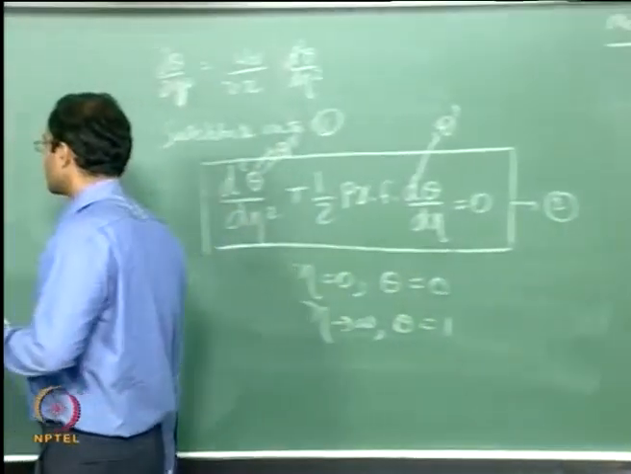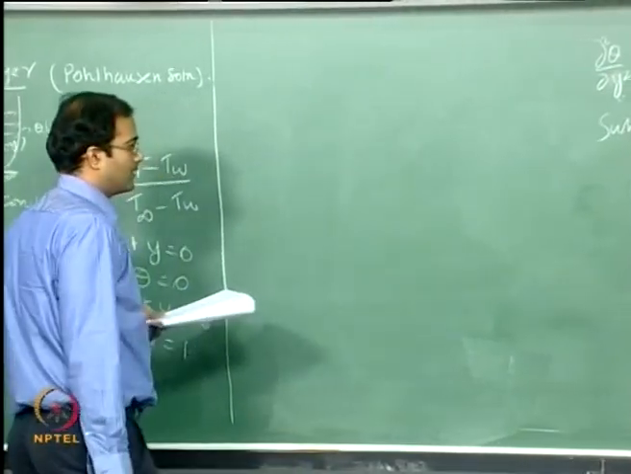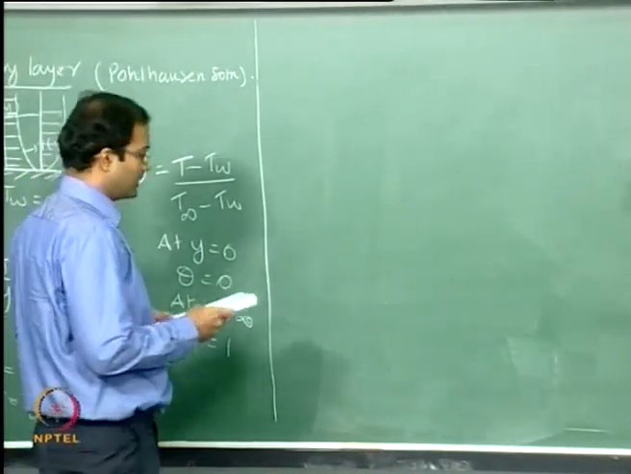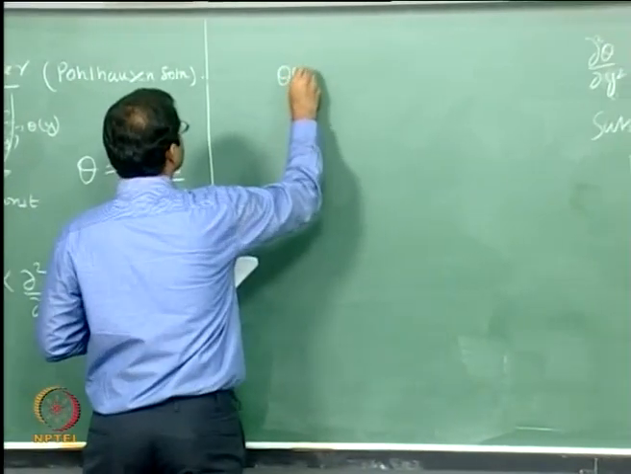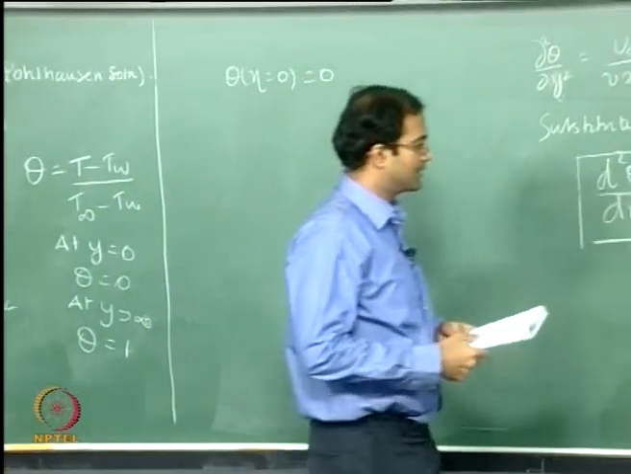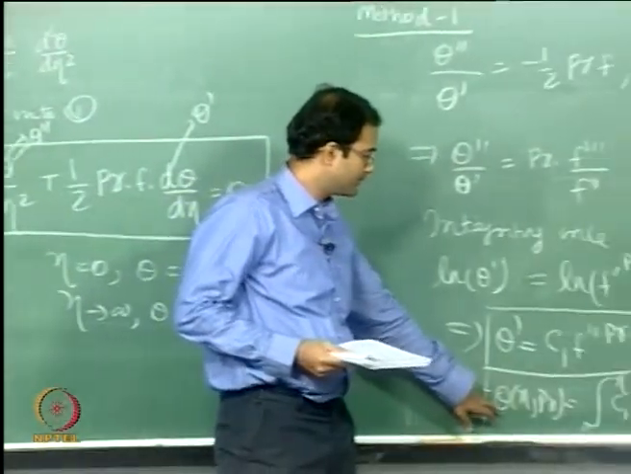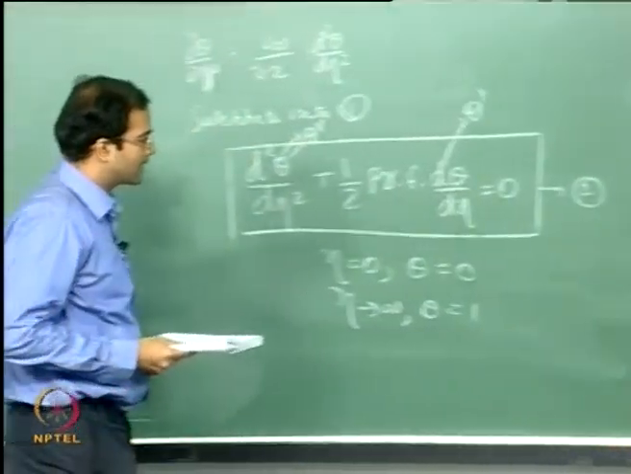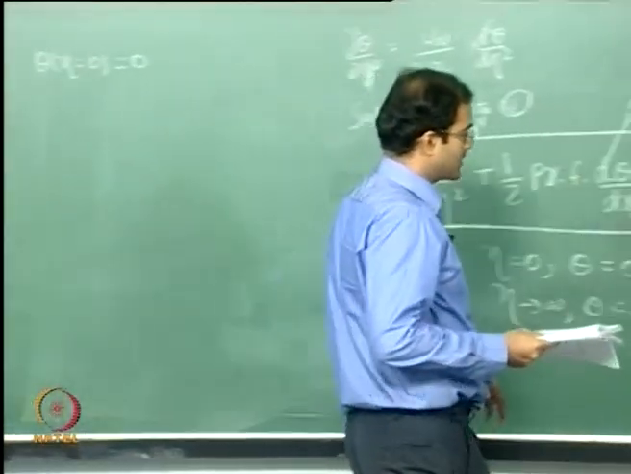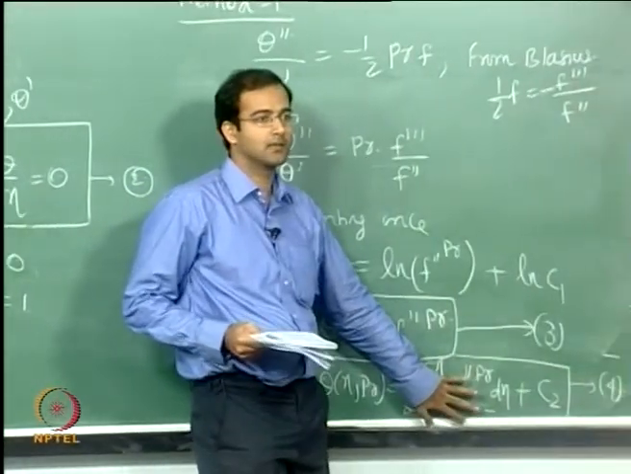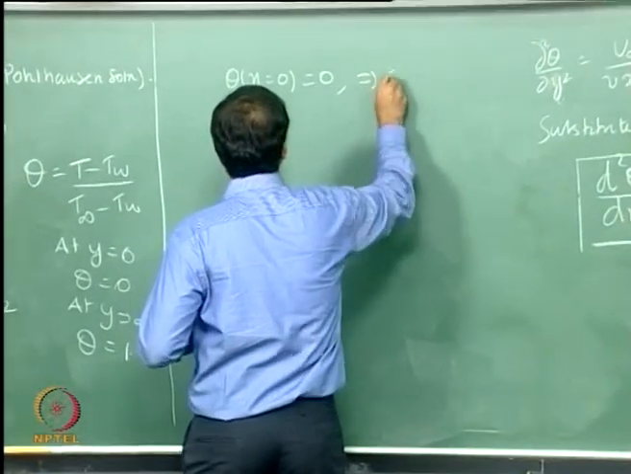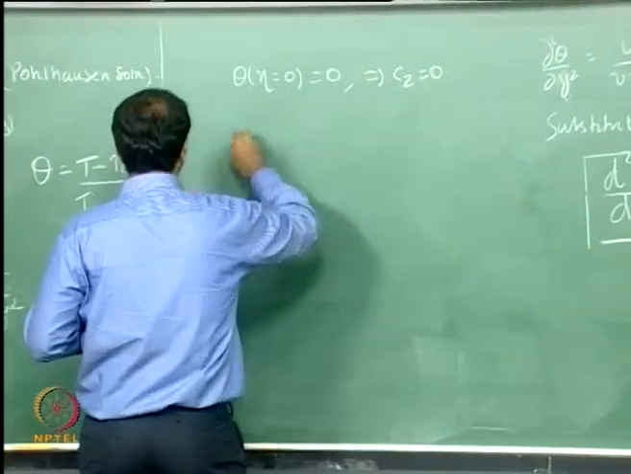So now I have to find the two constants c1 and c2. How do I determine the two constants? Boundary conditions. So theta at eta equal to 0. If I apply this to equation number 4, what will I get? At eta equal to 0, if I integrate from 0 to 0, this is 0. So therefore my c2 has to be 0.